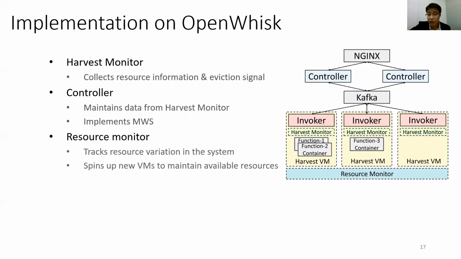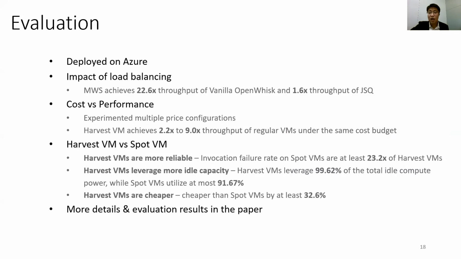We implement the proposed algorithm on OpenWhisk, an open-source serverless platform developed by IBM. The architecture of OpenWhisk is shown in the right-hand side figure, and the dotted lines highlight our changes to the system. In general, we modified OpenWhisk to track the eviction signal and resource variation, and also to implement the min worker set algorithm. For evaluation, we deployed OpenWhisk on Azure, and we proved the benefit of min worker set load balancing. Min worker set achieves more than 22x throughput of vanilla OpenWhisk.